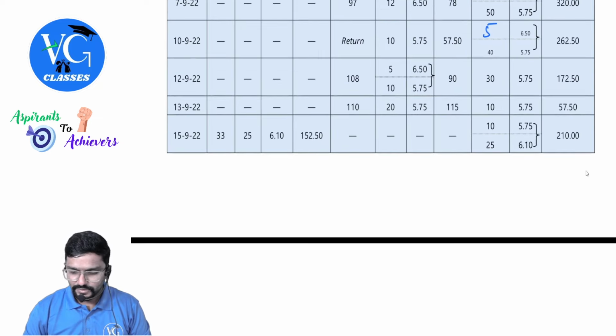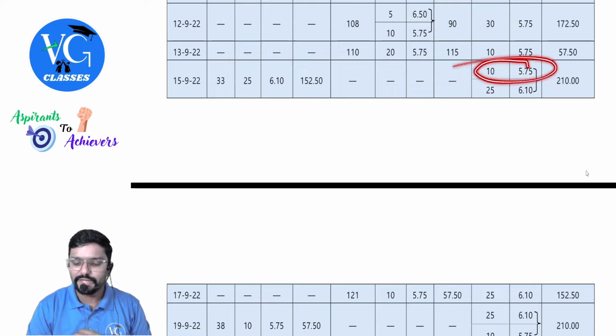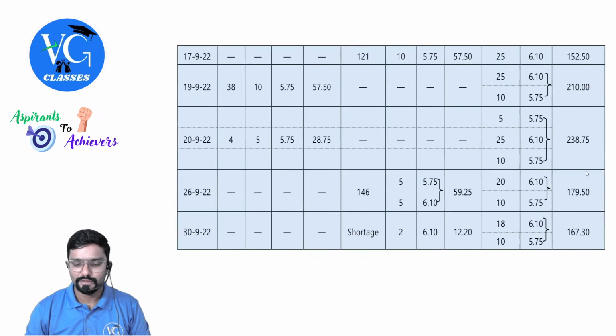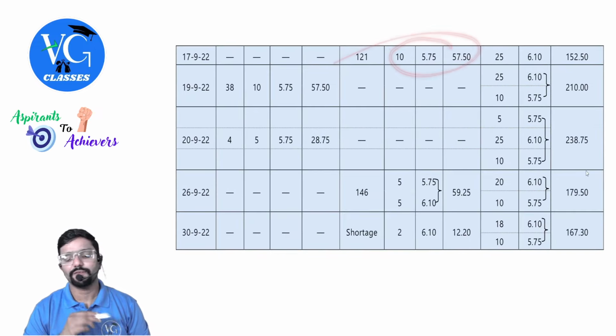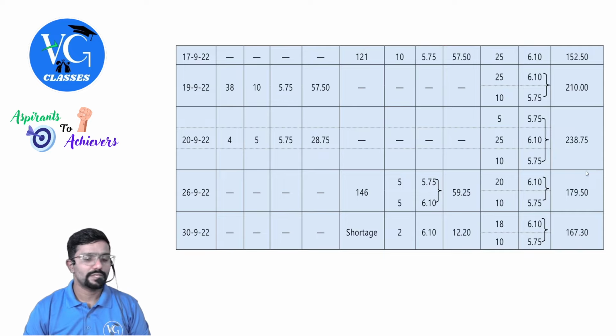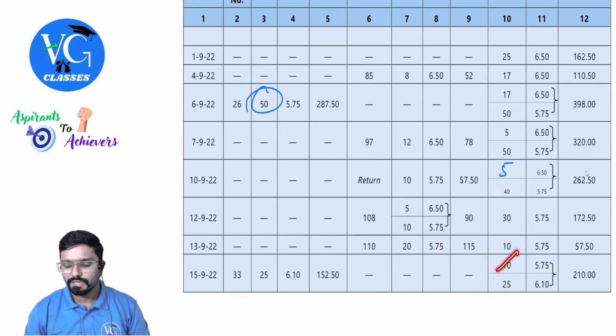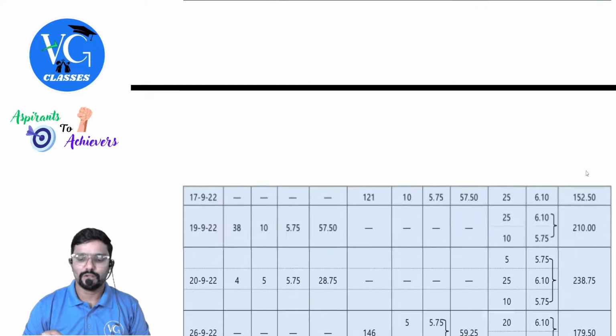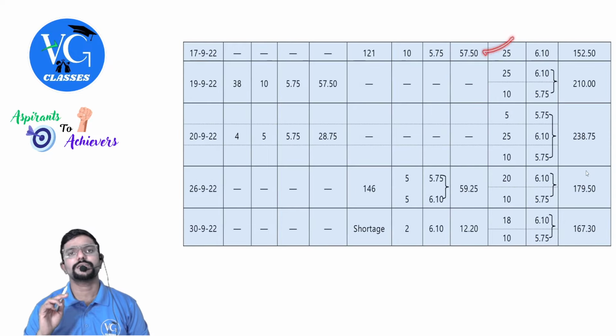Issue at what price, sir? 10 units we are issuing. Full at 5.75. That lot is empty now, this lot is over, sir. We have only the 25 lot. So 25 into 6.10 is the closing stock.